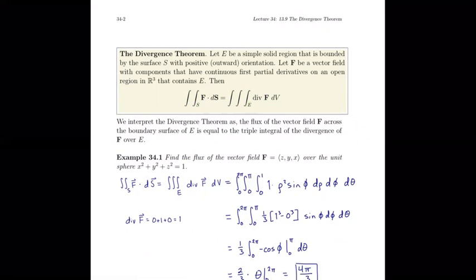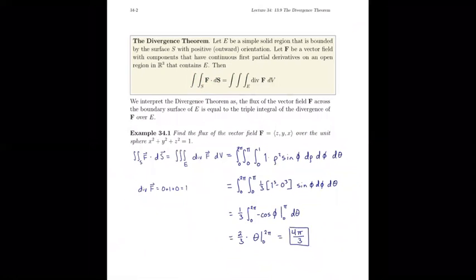So we really can interpret the divergence theorem as the flux of the vector field F across the boundary surface of E is equal to the triple integral of the divergence of F over E.